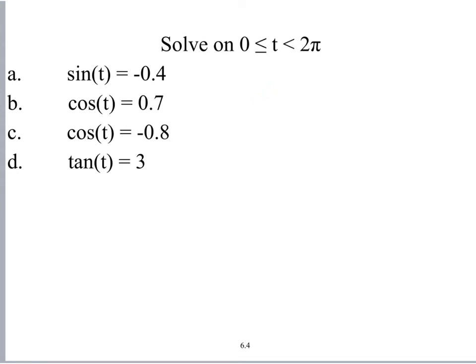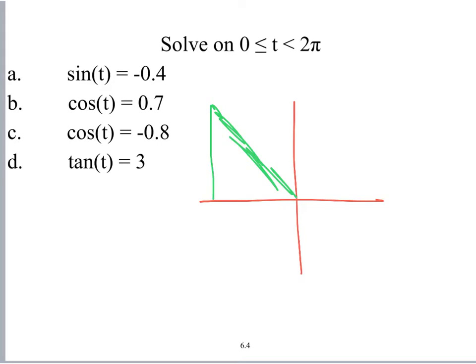So cosine is negative 0.8. I know cosine is negative here in quadrant 2, and I also know it's negative down here in quadrant 3 because the x is negative, right? That's the negative 0.8, and that's 1. I really don't care what the y is.